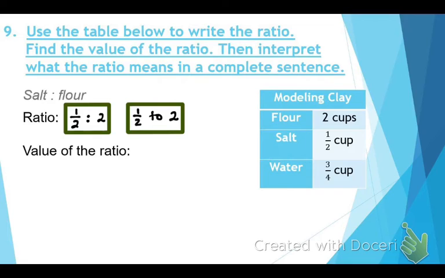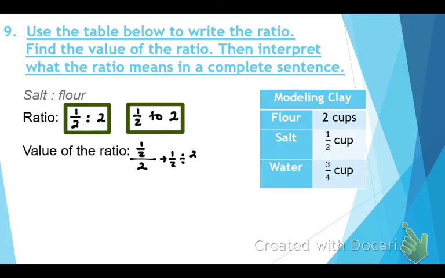Hey guys, do you remember how to find the value of a ratio? Yes. What do you do? Divide. You have to divide the first thing by the second thing. A lot of people looked at that and they're like, oh, 1/2 of 2 is 1. And they told me the value of the ratio was 1. Here's the deal. Work it out, okay?